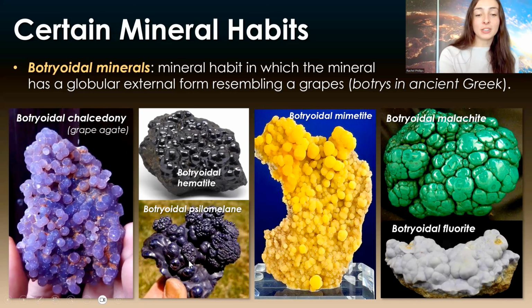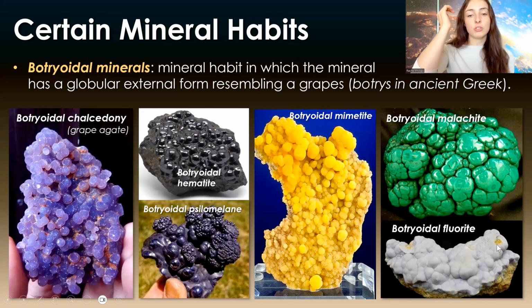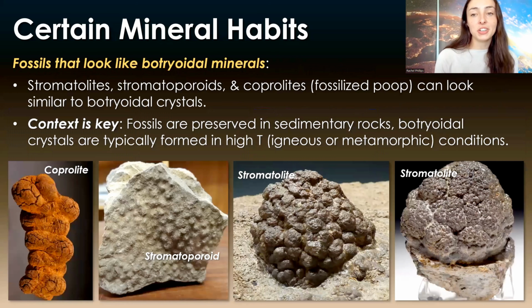And then we've got pseudomalachite, which is a manganese oxide mineral, I believe. And we've got mimetite, this yellow, beautiful bubble structure here. And then again, malachite, the green one we showed earlier. And then fluorite can be the structure. All of these minerals can typically occur in other types of habits as well, or shapes. But they can also be botryoidal or bubbly. And these can look a lot like fossils, or rather fossils sometimes can look like these minerals.